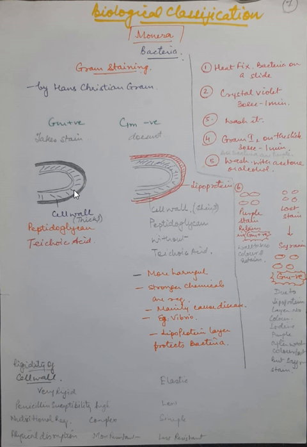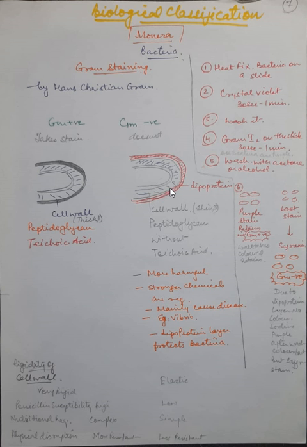Now, in the case of gram positive bacteria, this is the plasma membrane, and outside this is the cell wall. In gram positive, the cell wall is a little thicker. It consists of peptidoglycan with a number of layers, so it is thicker in gram positive. This cell wall also contains teichoic acid, which is very important. Whereas in gram negative bacteria, the cell wall, in comparison to the gram positive bacterial cell wall, is thinner.